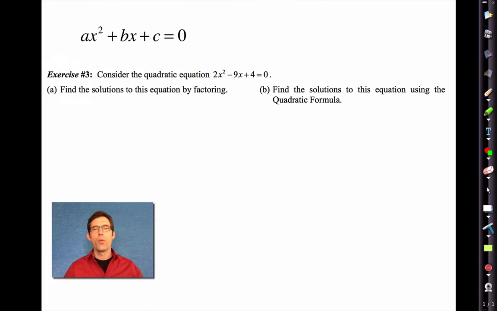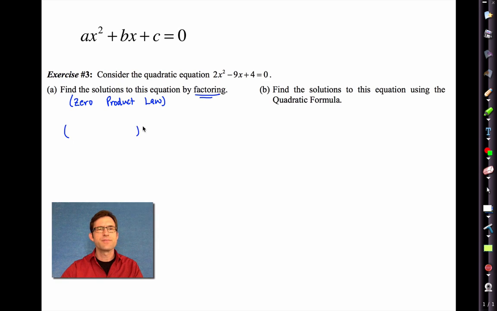All right, we can also use the quadratic formula when we can factor. So I'd like to compare and contrast those two methods. We'll bring up the quadratic formula when it's time. But letter A says find the solutions to this equation by factoring. It's also known as the zero product law, when we solve a quadratic by factoring.